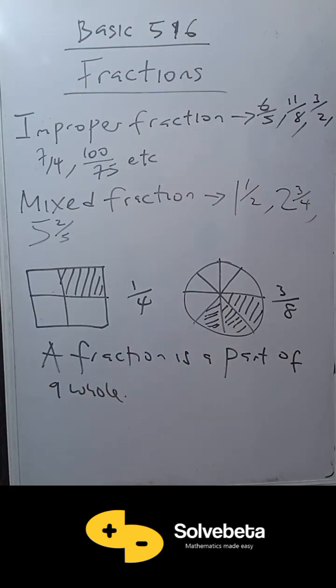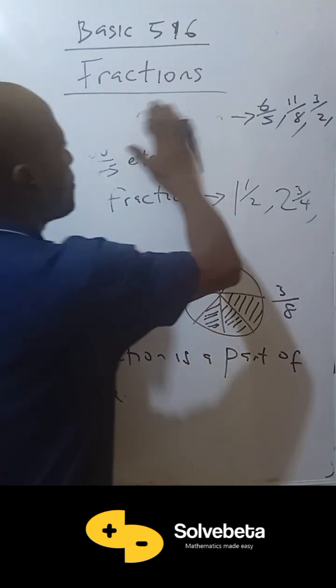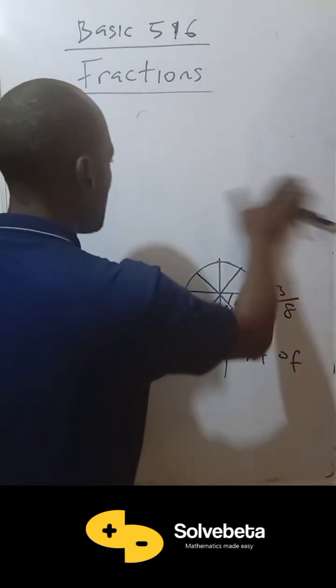So the next thing will be how to reduce a fraction to its lowest term. You can be asked to reduce a fraction to its lowest term. What does that mean?